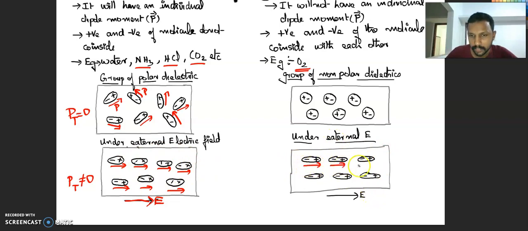Therefore, each individual molecule will have an induced dipole moment. Therefore, the total dipole moment is not equal to 0.